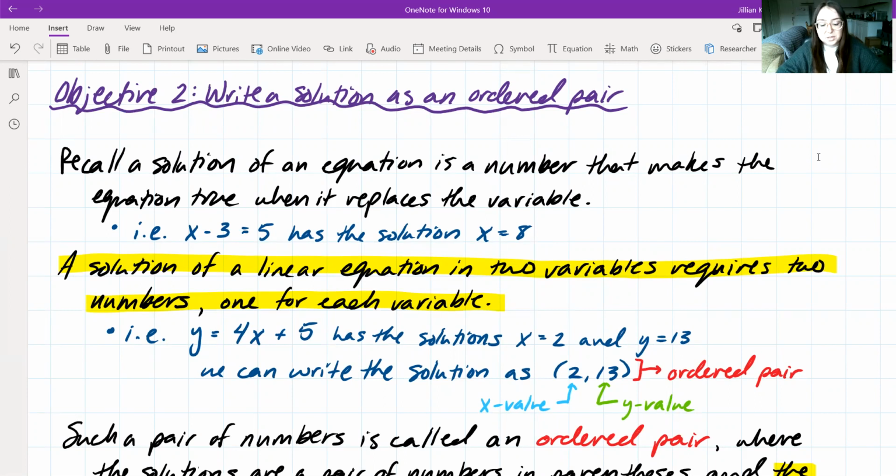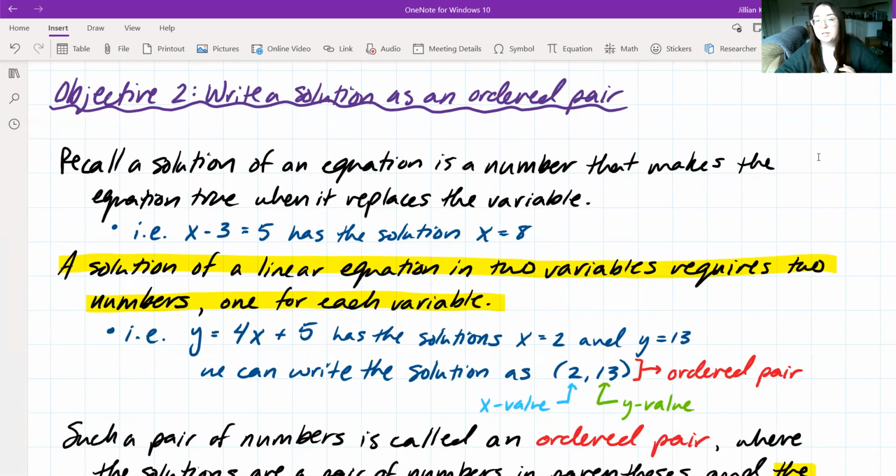But we see here that a solution of a linear equation in 2 variables requires 2 numbers, 1 for each variable. For example, if we have y is equal to 4x plus 5, it would have the solution of x equals 2 and y equals 13. This is because if we plug in x equals 2, we're solving for y in this case, which would give us 13, since 4 times 2 is 8, plus 5 is 13.